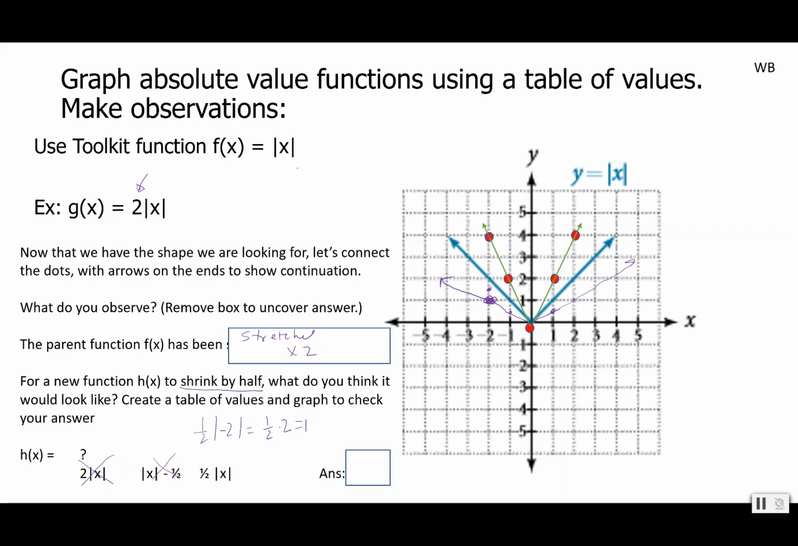But the rule of thumb is if you have some function g of x is equal to some coefficient a times the absolute value of x, if a is greater than 1, it's going to stretch by a factor of a. If a is less than 1, but of course greater than 0, then it's going to shrink by a factor of whatever that number is.